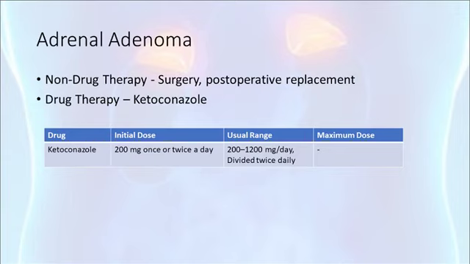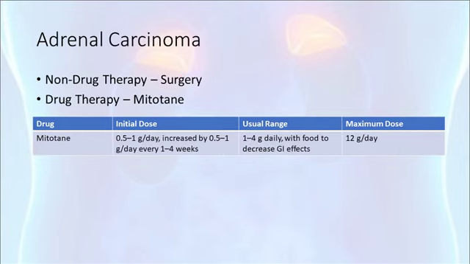For adrenal adenomas, you may need to consider surgical resection or an adrenalectomy, with the post-operative replacement of adrenal hormones being required. Drug therapy includes ketoconazole, right? And ketoconazole may be 200 milligrams once or twice per day, with a usual dose of anywhere between 200 to 1200 milligrams divided twice per day. So anywhere between 100 and 600 milligrams BD is where you're looking at.